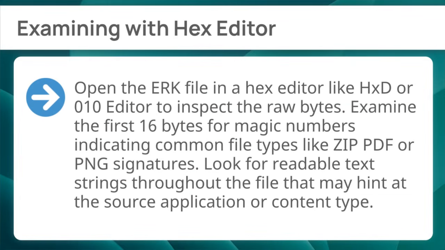Open the ERK file in a Hex editor like HxD or 010 Editor to inspect the raw bytes. Examine the first 16 bytes for magic numbers, indicating common file types like ZIP, PDF, or PNG signatures. Look for readable text strings throughout the file that may hint at the source application or content type.